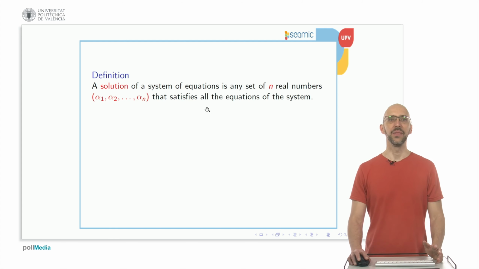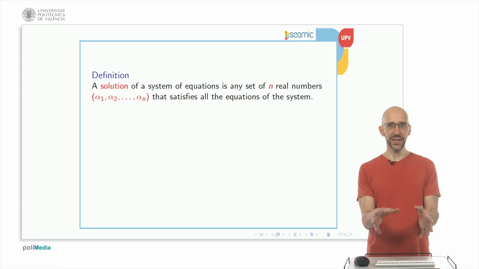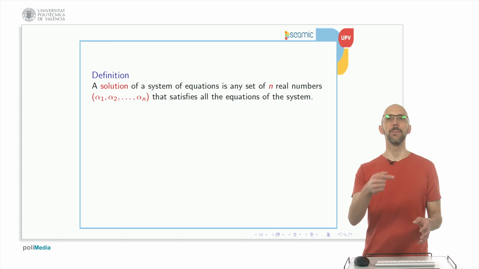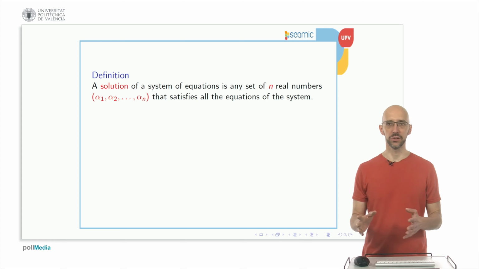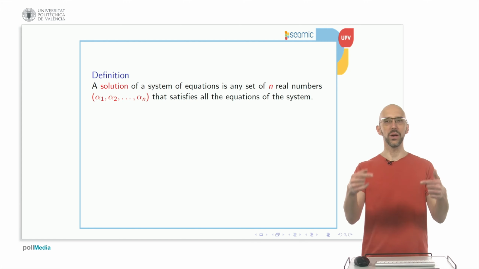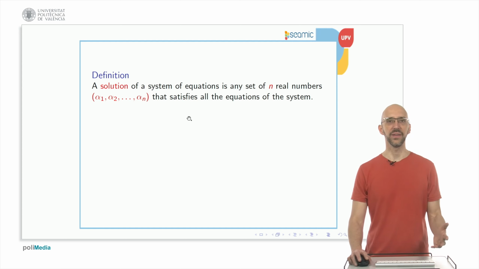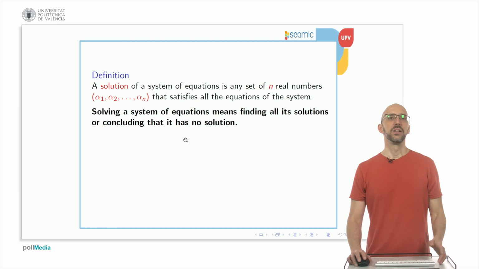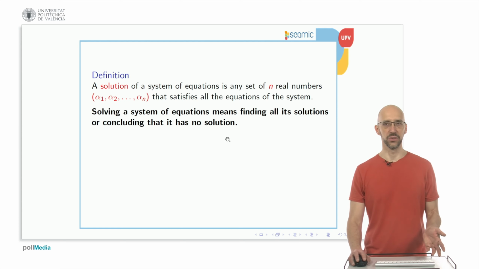And this is important. When we are solving a system of equations, the numbers you provide as a solution must verify all possible equations. If not, it's not a solution. If it fails with only one equation, then it's not a solution. You need to keep going, finding another solution. So solving a system of equations means finding all its solutions or concluding that it has no solution.